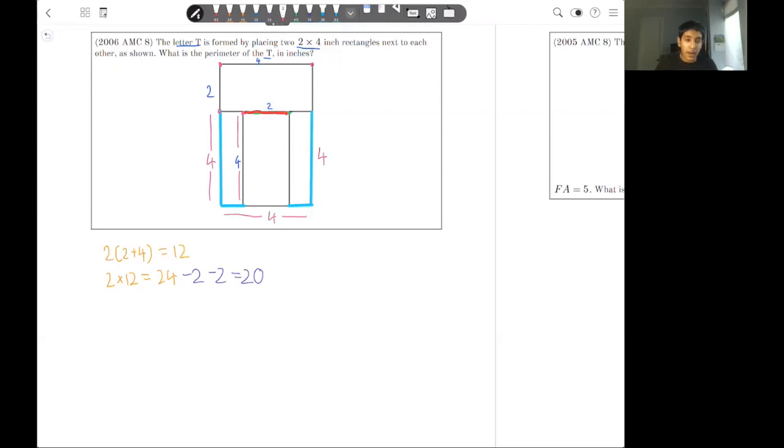And now we just have a rectangle with length of 4 and a height of 4 plus 2. This is 2, so a height of 6. A total of 2 plus 4. So the perimeter of that is just 2 times 6 plus 4, which is just 20. So the perimeter of that is just 20. We got the same answer again. So any questions on any of the methods for this problem?